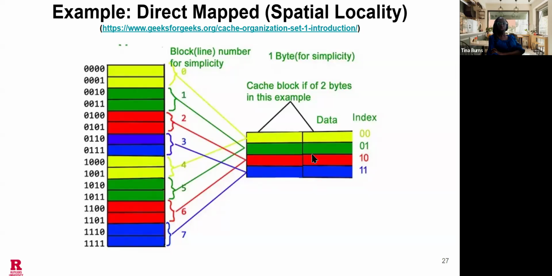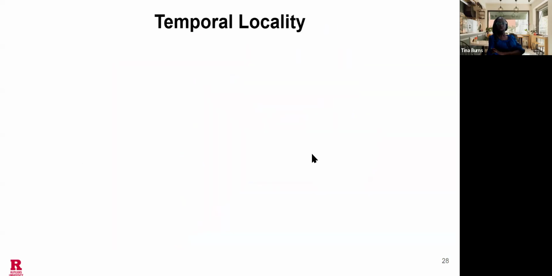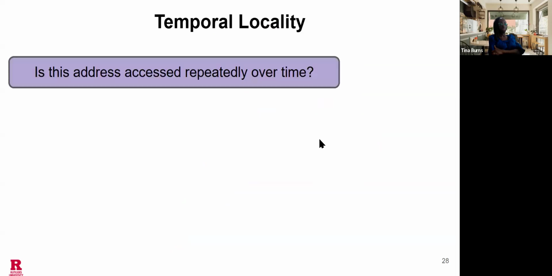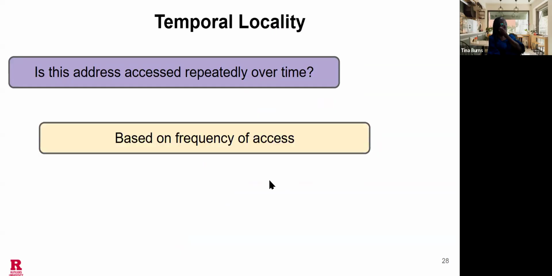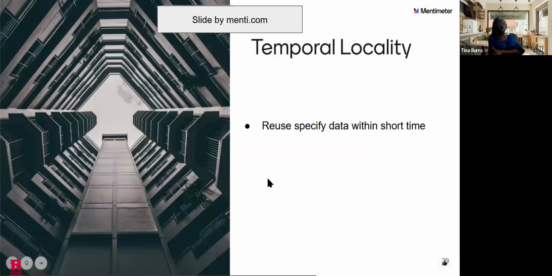In the next example, now let's talk about temporal locality. Temporal locality, as it indicates, is based on time. So how many times over time, or how frequently, do I access that item? Is this memory address accessed repeatedly? And of course, it's going to be based, as I said before, on your frequency.